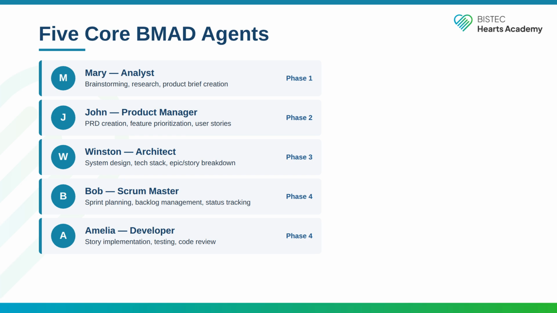Winston, the architect, owns Phase 3. He's the most challenging agent to work with, in a good way. He'll push back on vague requirements, question your assumptions, and run adversarial reviews of your architecture. His job is to make sure your design actually supports your PRD. Bob, the Scrum Master, handles sprint planning in Phase 4. He organizes your backlog, creates sprint plans, and tracks progress in the sprint status YAML file. Amelia, the developer, implements stories in Phase 4. She writes code, creates tests, and follows the conventions defined in project-context.md.